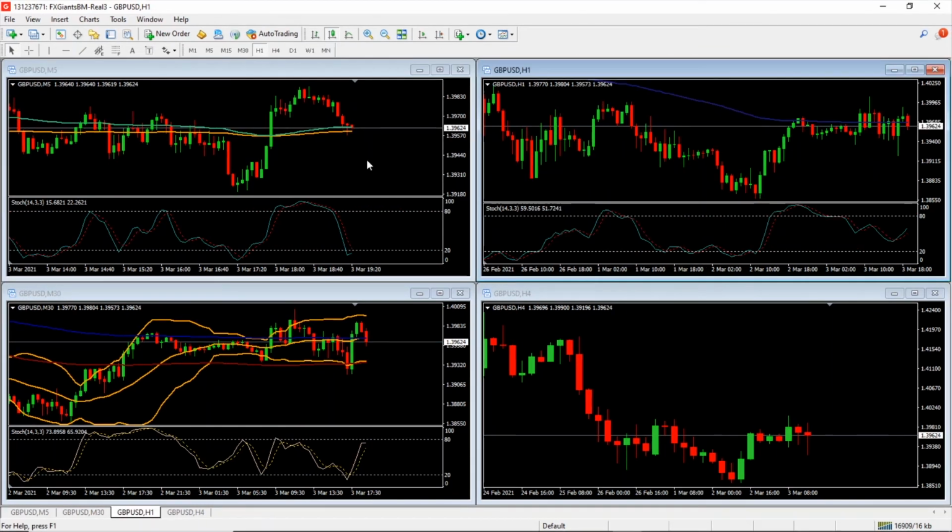In conclusion, the top-down approach is a much more objective way of doing your analysis because you start with a broader view and you work your way down to the smaller time frame. So if you can inculcate this into your trading, there are higher chances of you making profit in your trading career.